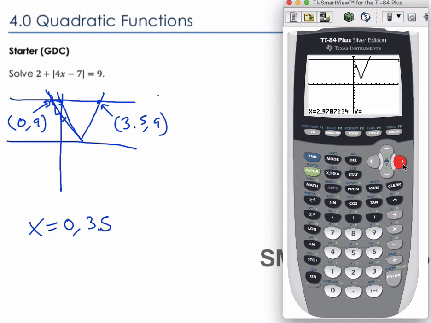I think it went back to there. Second, calc, intersect. Make sure the cursor is actually over here. Alright, press enter, enter, enter. And again, you get 3.5, comma 9. And write down the answer: x equals 0 and x equals 3.5.